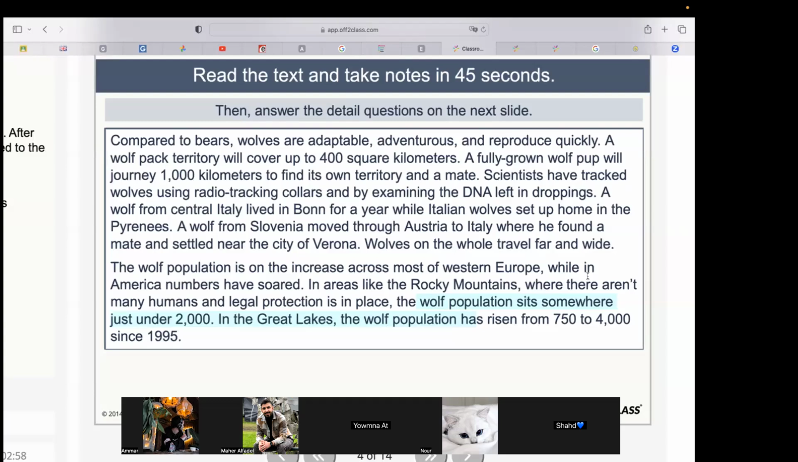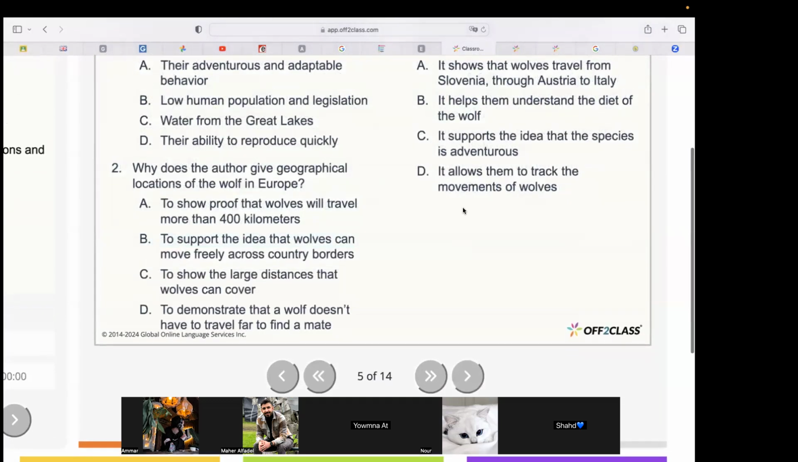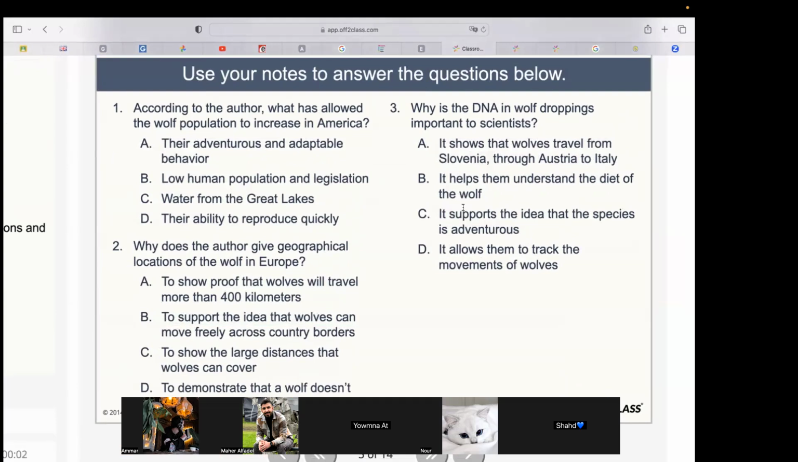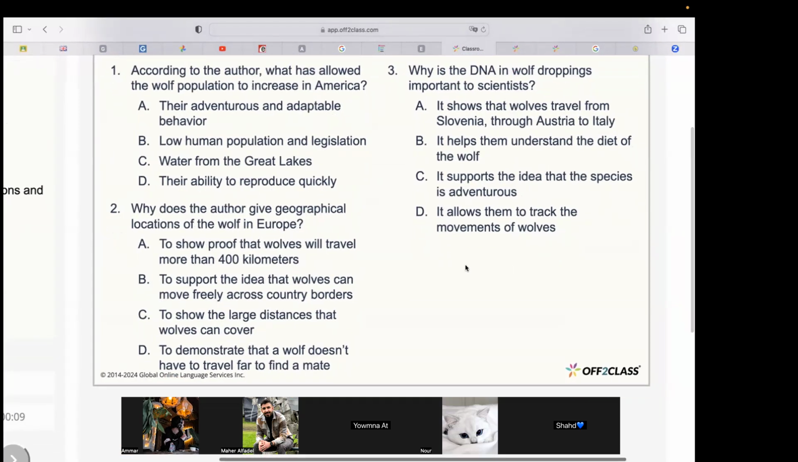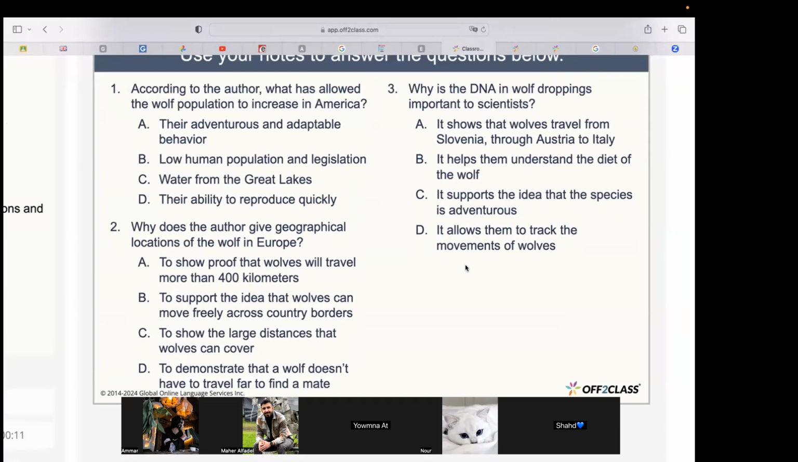All right, time is up. Let's move on. According to the author, what has allowed the wolf population to increase in America? A and D. You said A and D.